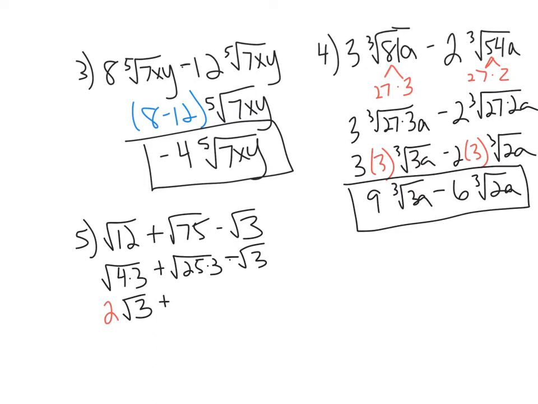Here, square root of 25, ding, ding, ding. Square root of 25 is a perfect square. That is 5, so 5 can go on the outside. And again, 3 has to stay on the inside.